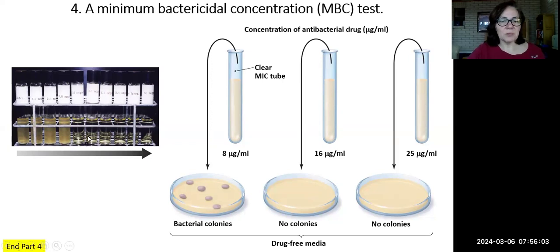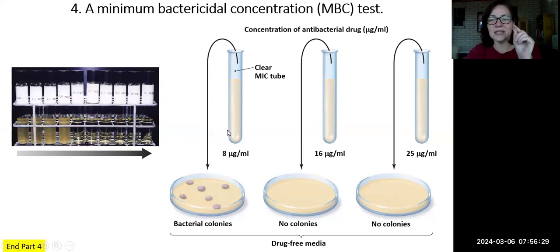And you might say, why would you bother to take the time to do this? Why don't you just go all the way to the end tube and know for sure we're not going to get any growth there? Well, for two reasons. Medications are not without cost and they are not without side effects. And so the less medication that is needed to treat an infection, the better off we are. And so that's why we look for the minimum inhibitory concentration.